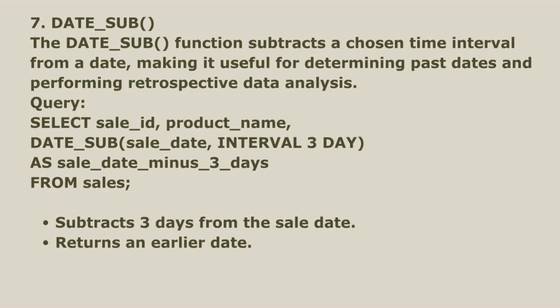The next example is DATE_SUB. DATE_SUB is the subtraction of a date, which is used for retrospective data analysis or reconciliation and determining a past date. It is the same case: in the function DATE_SUB, you give the sales date and the interval. So let's say if you put 3 days, then it will give the date minus 3 days. It will subtract from the sales date and give the date you need from the data analysis perspective.